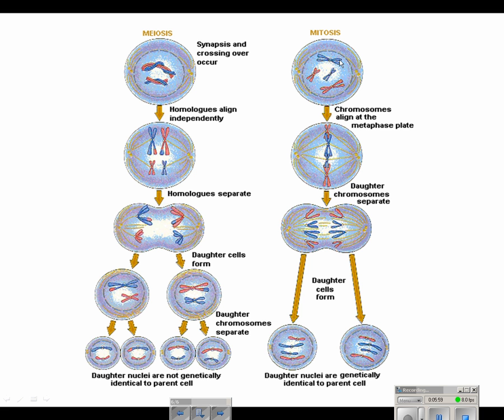In mitosis, the chromosomes line up in the center, and the sister chromatids are pulled apart. This would look like it would in meiosis 2. Then two daughter cells form, and those are genetically identical to the parent cell. So that's the big difference between meiosis and mitosis. In mitosis, we get two identical daughter cells, and in meiosis, we get four non-identical cells.